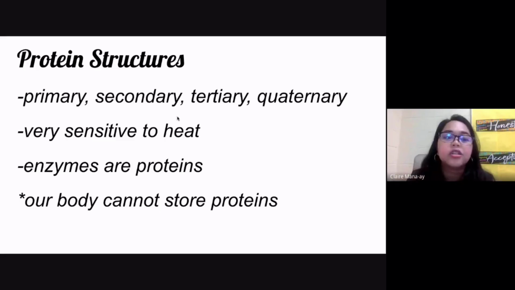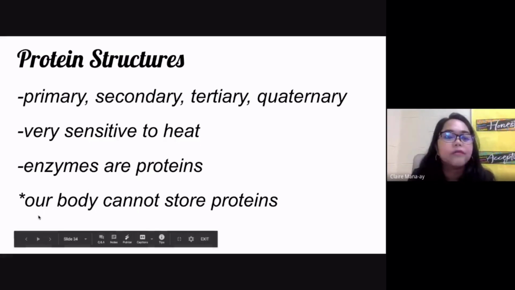Now, the structures are very sensitive to heat. That's why we cannot have very high fever because all the enzymes in our body are made up of proteins. When the structure of your proteins become denatured, when the structure becomes disrupted, then your enzymes would stop working. That means you are going to have a problem. It won't keep you alive. So all these structures are very sensitive to heat, and can only work in certain degrees of temperature. Again, enzymes here are types of proteins.